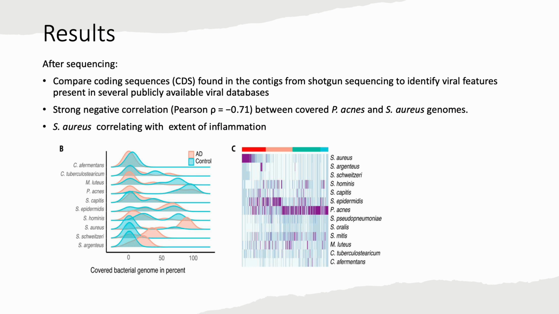So the results showed that there was a strong negative correlation between certain types of bacteria, in this case P. acnes and S. aureus, in healthy and affected cases. And it also shows that the patients containing S. aureus had a higher extent of inflammation. So in image B, you see the control versus the affected group. And in image C, you can see which type of bacteria caused the most inflammation, from red to blue, which is the least type of inflammation.